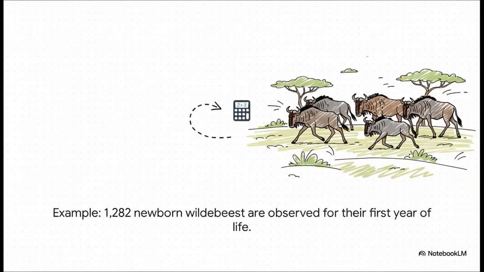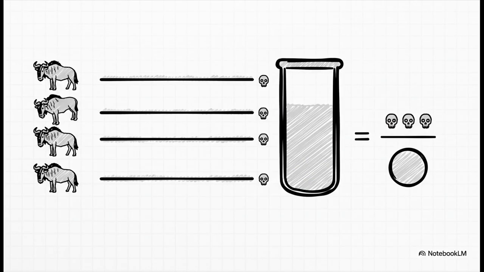Let's make this totally concrete with an example. So imagine a scientist on the savannah, and they're studying a huge group of newborn wildebeest. So the key here isn't just counting the animals. The scientist has to calculate the total time all 1,282 of them were alive. Some live the full year, others don't. So you add up every single individual lifetime, and that gives you the denominator, what statisticians call the total time the group was exposed to risk. Then the formula is easy. Total deaths divided by total time exposed to risk.